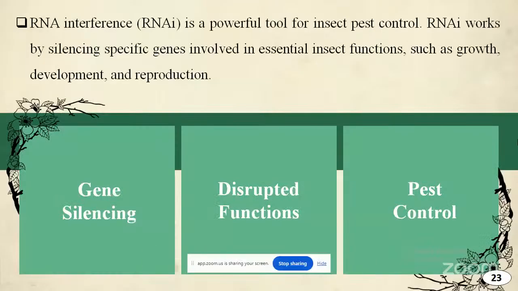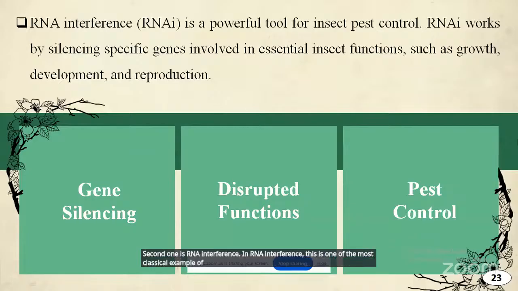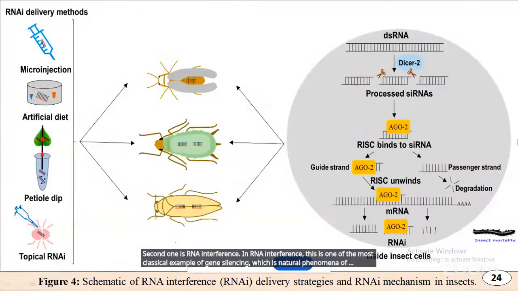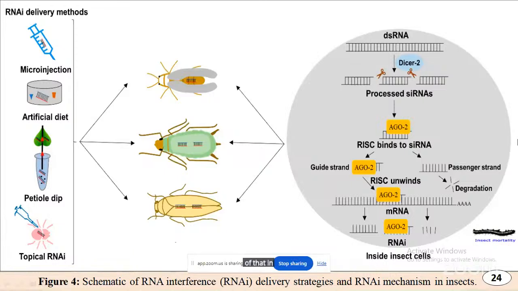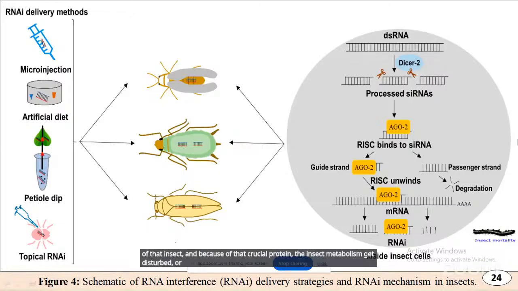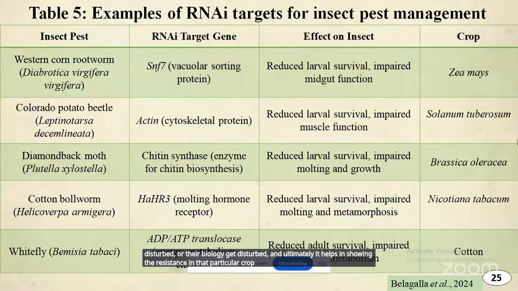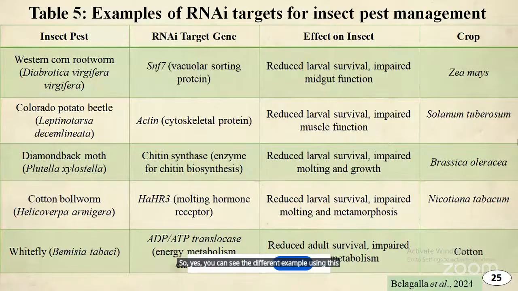The second one is RNA interference. RNA interference is one of the most classical examples of gene silencing, which is a natural phenomenon of eukaryotes. In this RNAi technology, you are targeting the expression of a particular protein of that insect, and because of that crucial protein, the insect's metabolism or biology gets disturbed, and ultimately it helps in showing resistance in that particular crop. So here you can see different examples using this RNAi technology for insect pest management.